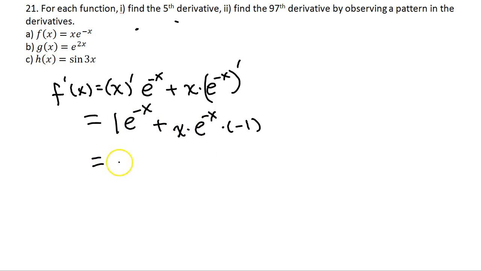Since both of the terms have e to the negative x as a factor, let's factor it out, and you get 1. And this is x times negative 1, so it says 1 minus x. Okay, let's find the second derivative.